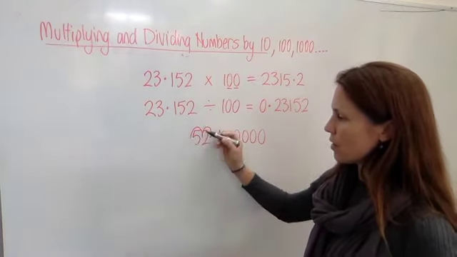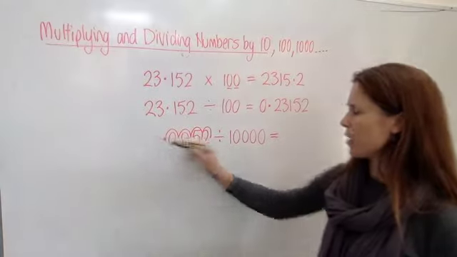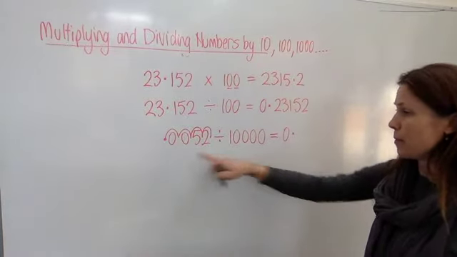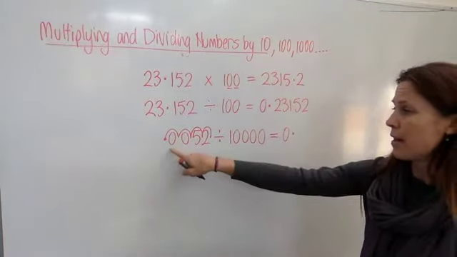So when I go to write my answer, I know that there's really a 0 at the front before I write my decimal because I don't have any whole numbers. And then I have 0.0052. And that's how you do it.